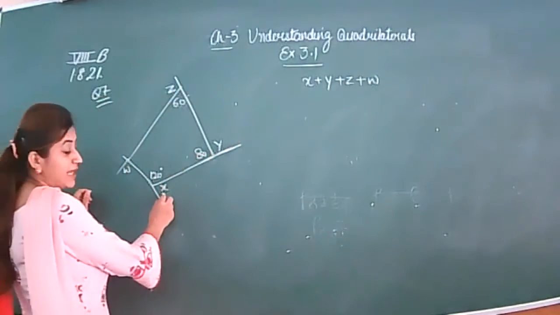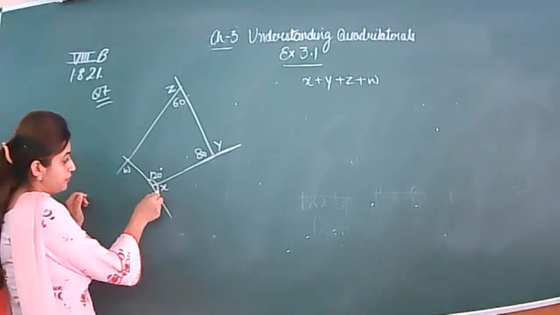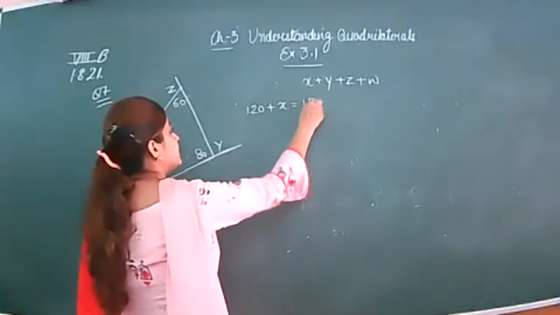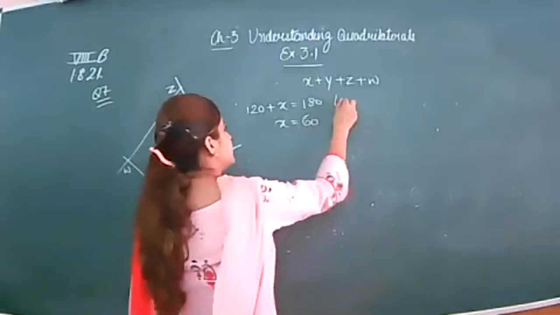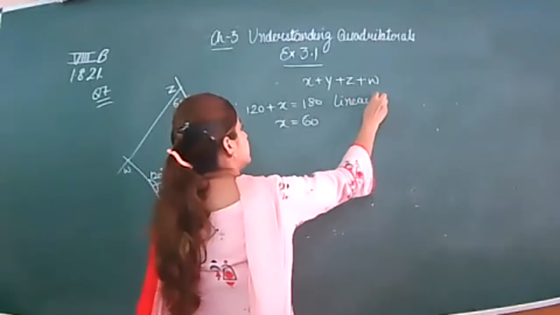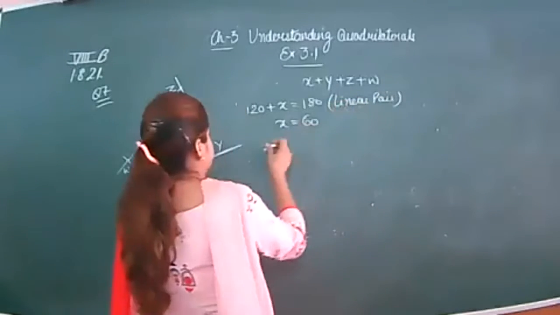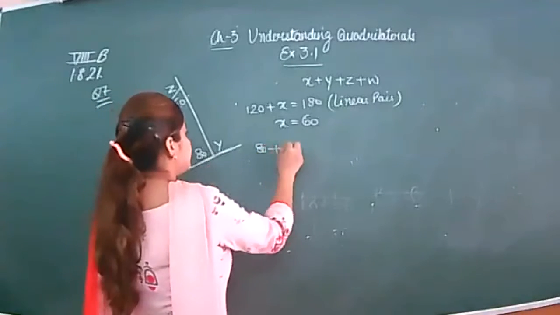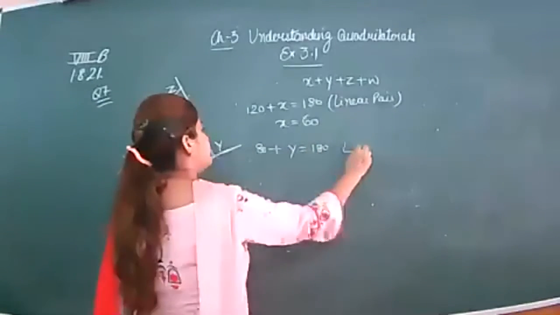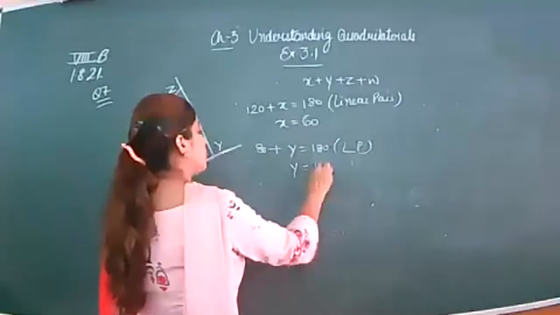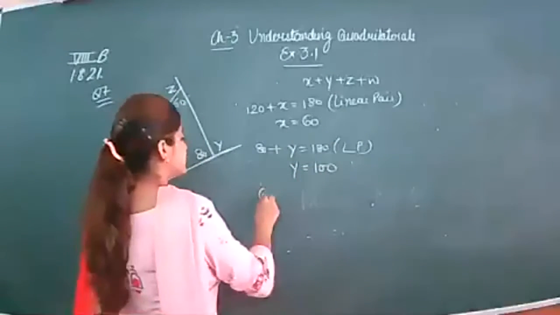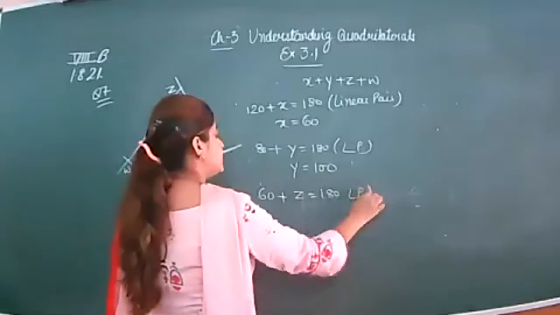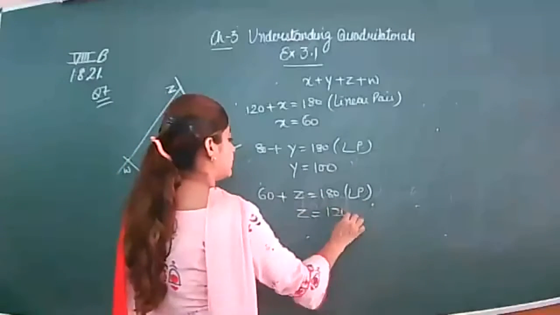Now here, find x. This is your linear pair. 120 plus x is equal to 180. x is equal to 60 degrees. Now find y. 80 plus y is equal to 180, linear pair. y is equal to 100. Then find z. 60 plus z is equal to 180, linear pair. z is equal to 120.